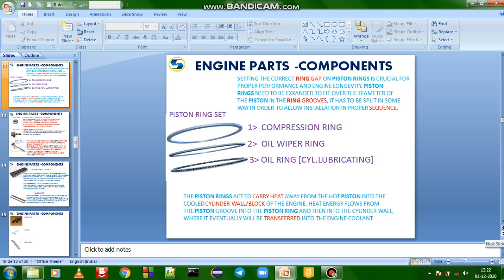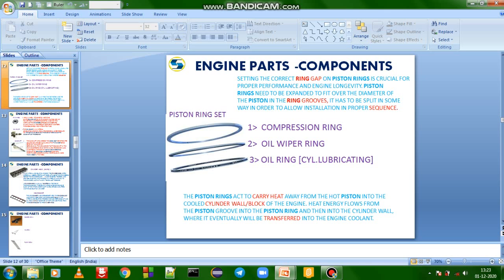These are the piston rings. Setting the correct ring gap on piston rings is crucial for proper performance and engine longevity. Piston rings need to be expanded to fit over the diameter of the piston into the ring grooves. It has to be split in some way in order to allow installation. The sequence is already shown in this slide. Number 1 is the compression ring, number 2 is the oil wiper ring, and number 3 is the oil ring, which is for lubrication.